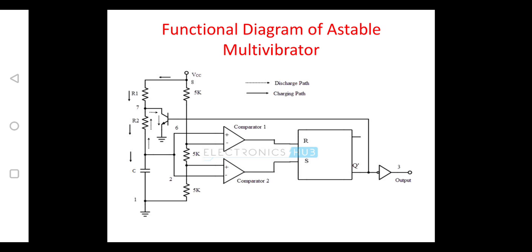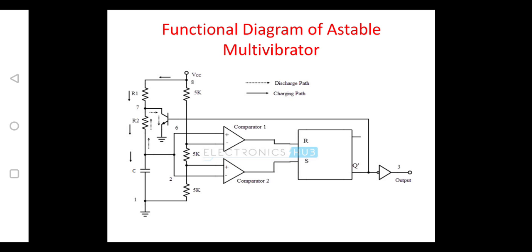As it is in between 1 by 3 VCC and 2 by 3 VCC, both the comparators will be equivalent to 0. If R is equivalent to 0 and S is equivalent to 0, it will continue in the previous state. Let me assume the previous state is 1, the transistor is on and the capacitor is continuously charged. Now as it is continuously charging, the capacitor voltage may become greater than 2 by 3 VCC. Once it reaches greater than 2 by 3 VCC, comparator 1 will be equivalent to 1 and comparator 2 will be equivalent to 0.